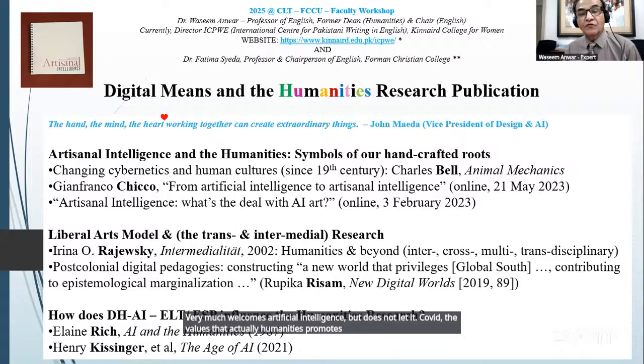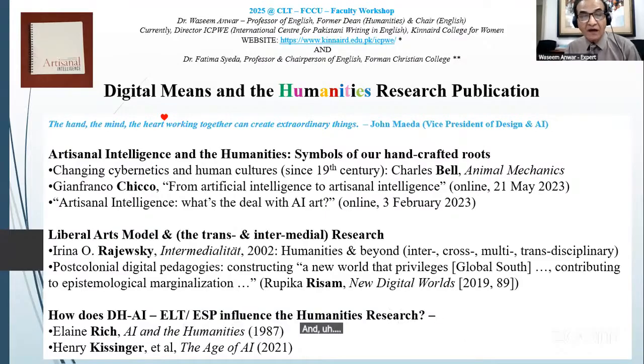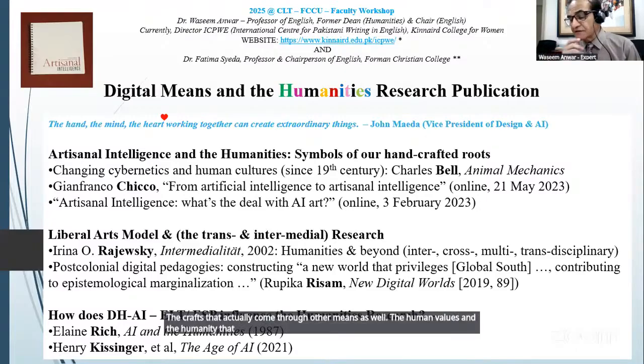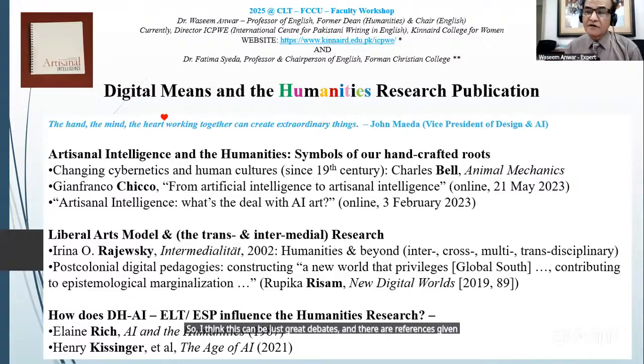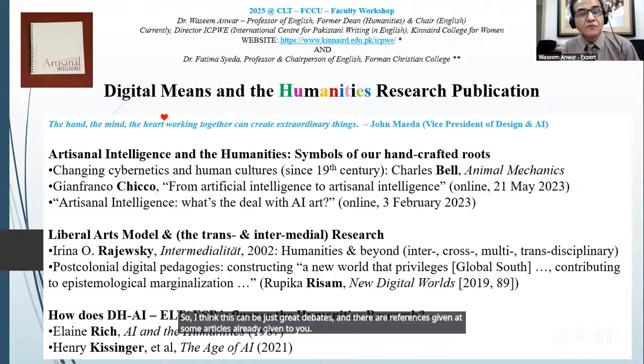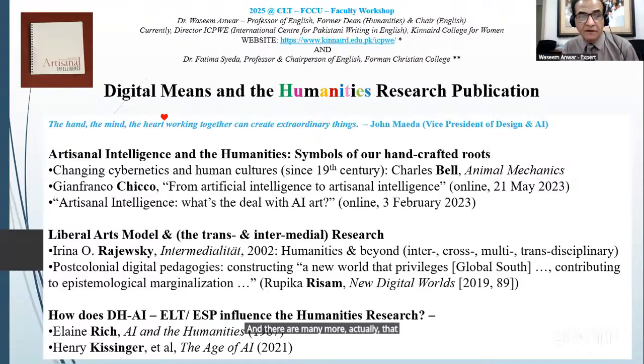Again, the values of aesthetics and artisanal art, the crafts that come through other means as well. But above all, the human values and the humanity that humanities carries along. So I think these can be just great debates, and there are references given, some articles already given to you, and there are many more that are downloadable.